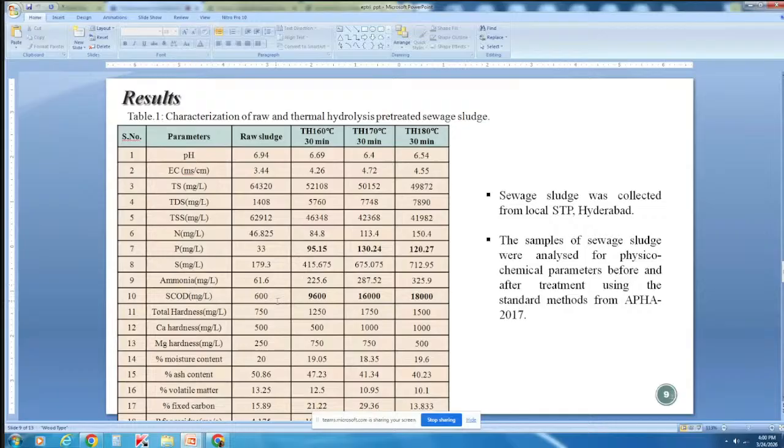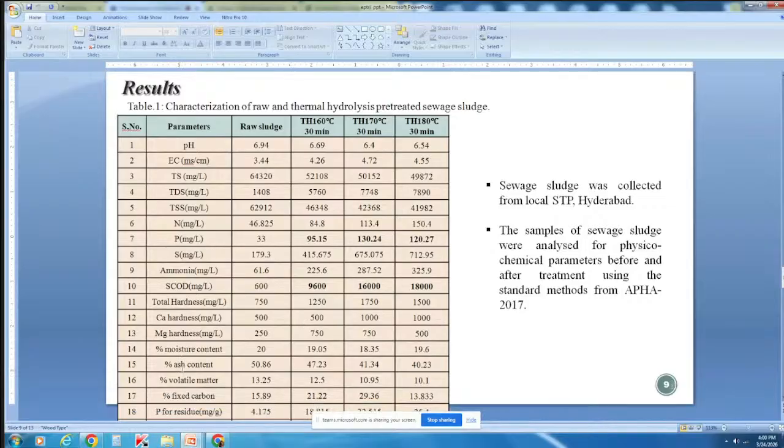The soluble COD in the liquid has increased to 9,600, 16,000 and 18,000. The rest of the inorganics also increased because they went from the sludge into the liquid. The moisture content, percentage of volatile matter and fixed carbon are not in the liquid; they are in the sludge. When you dry it and measure the ash content, it has come down because some of the ash, volatile matter and fixed carbon has gone into the water.